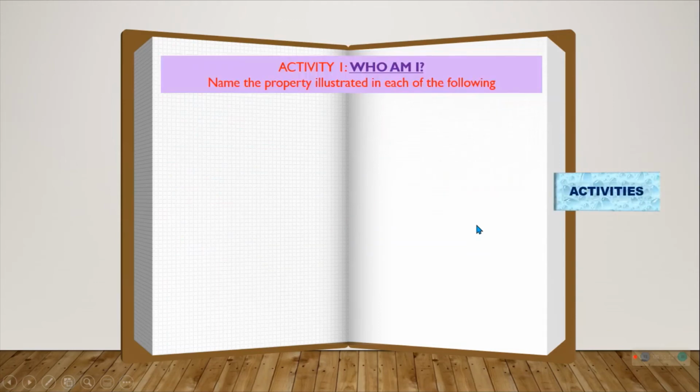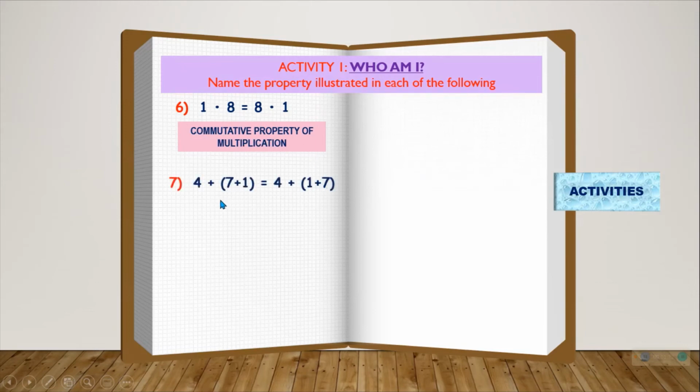Next, number 6. 1 times 8 is equal to 8 times 1. So, nagpalit lang ng posisyon, that is commutative property of multiplication. How about this one? 4 plus 7 plus 1 is equal to 4 plus quantity 1 plus 7. So, ang nagpalit lang yung posisyon ni 1 saka ni 7, hindi ng grupo. So, still, that is commutative property of addition.